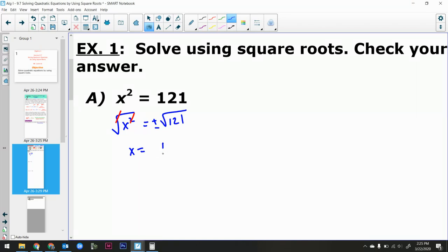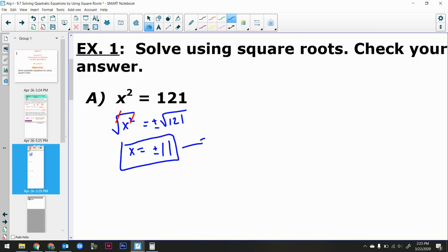A lot of people might try to tell me that the square root of 121 is whatever 121 divided by 2 is, which is not correct. You're looking for whatever multiplies by itself to get 121. Like 10 times 10 is 100, 9 times 9 is 81. 11 times 11 is 121. So the answers are x is equal to plus or minus 11.